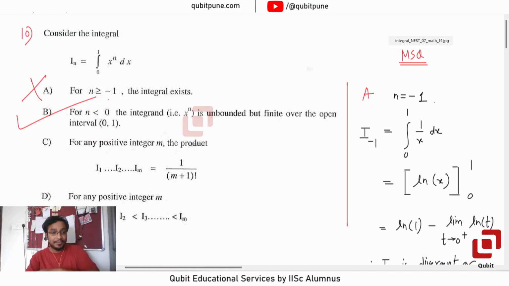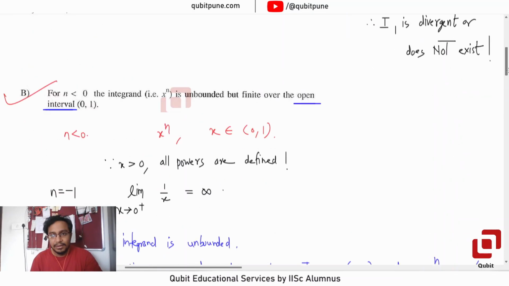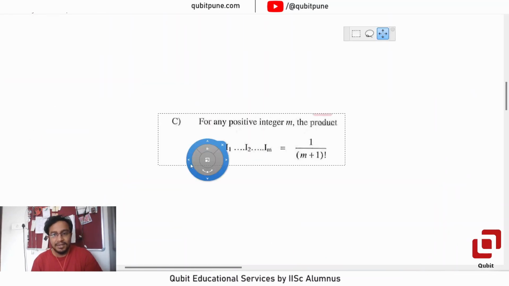Okay, next. For any positive integer m, the product is 1 upon (m plus 1) factorial. Let's work it out together now for option C.